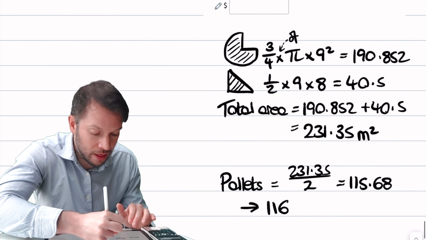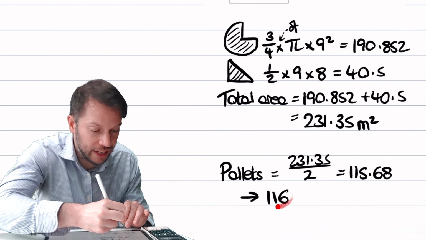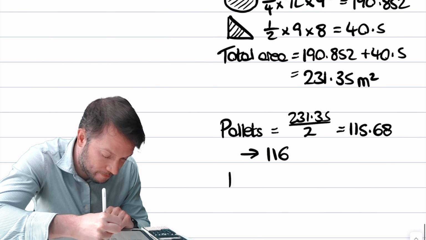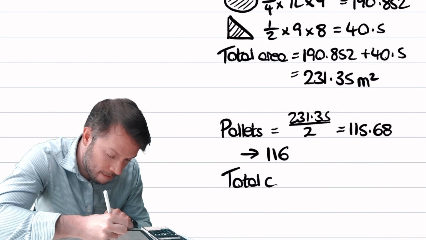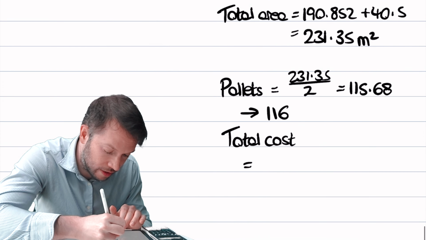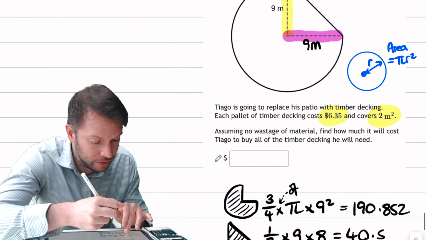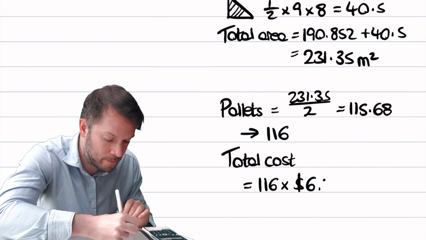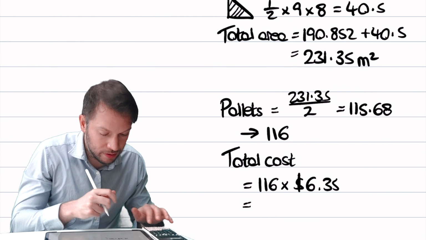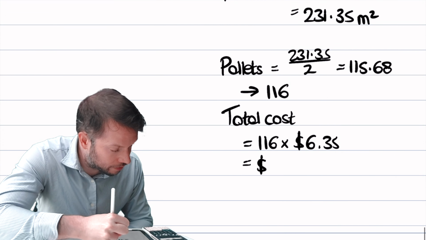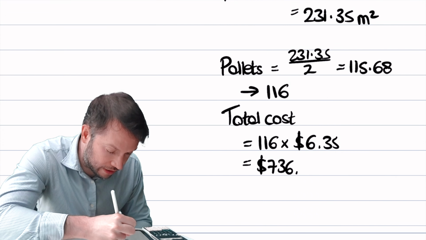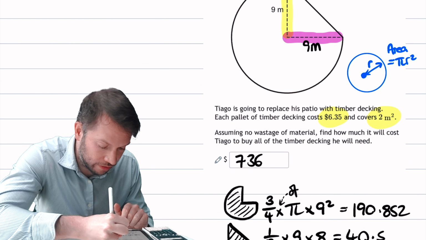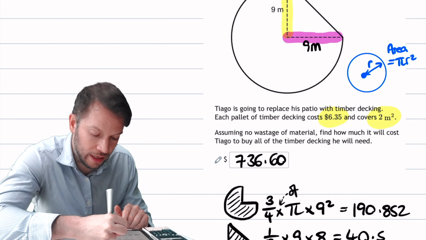Okay, so we've got 116 pallets, and each pallet costs that amount. So we're going to do 116 pallets, each costing that. We times them together, don't we? So the total cost would be 116 multiplied by that cost of $6.35, and that is equal to $736.6. So it's $736.60, and that is the final answer.